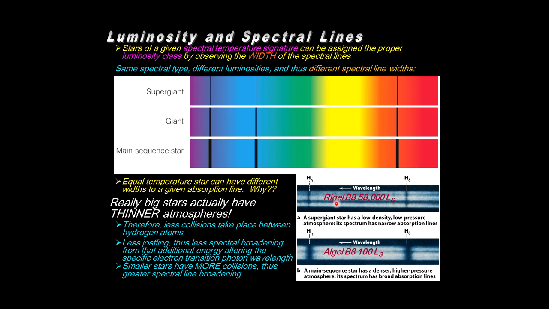We have Rigel. It's a B8 star, 58,000 times the luminosity of the sun. This is a supergiant. And notice the relatively narrow absorption lines of hydrogen. A main sequence star of the same spectral class, B8, it's the same temperature. Look how wide those spectral lines are, because there's more energetic jostling of the atoms in the atmosphere, of the hydrogen atoms, corresponding to those broader spectral lines. So that's how we can differentiate the various luminosity classes given a specific temperature of star.